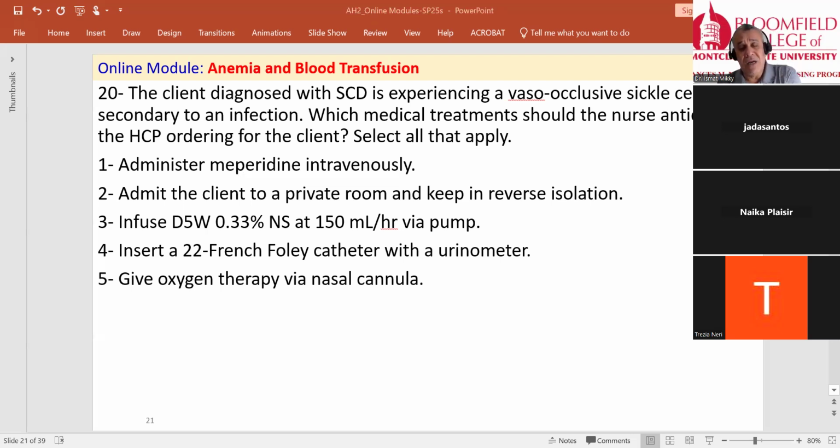With reverse isolation, the other name is neutropenic isolation or neutropenic precautions. It's different from all the other types of isolation. It's reversed. How would you translate reverse isolation? You're protecting the patient, right? The patient doesn't have an infection that is infectious to others. It's reversed the other way: the patient has no infection, but the patient's immune system is compromised.